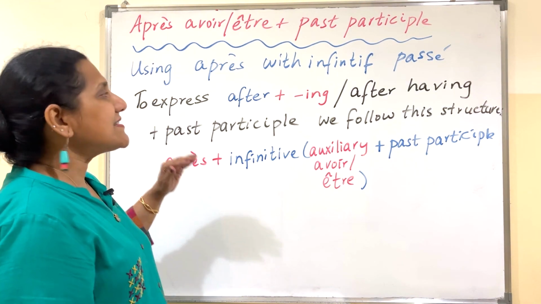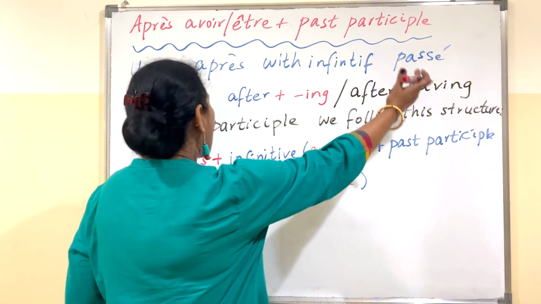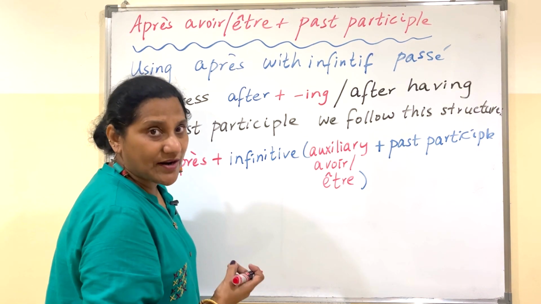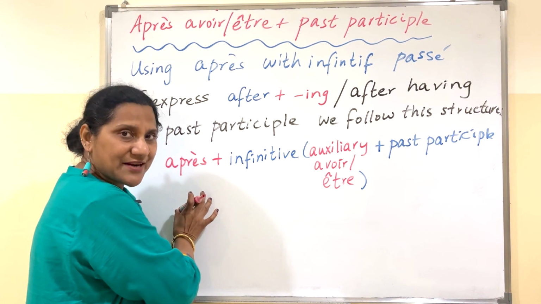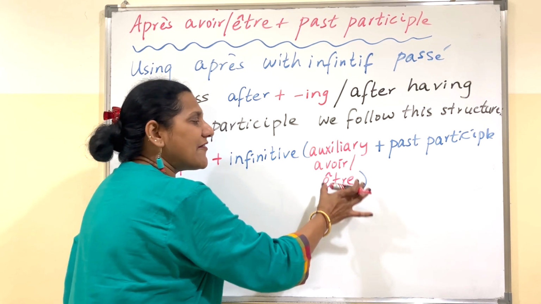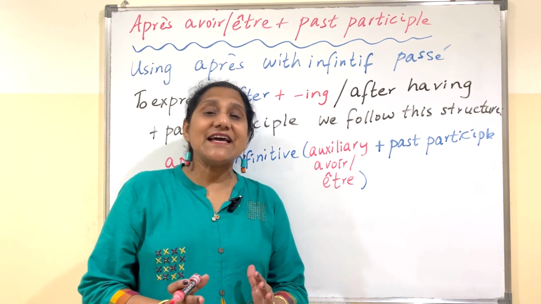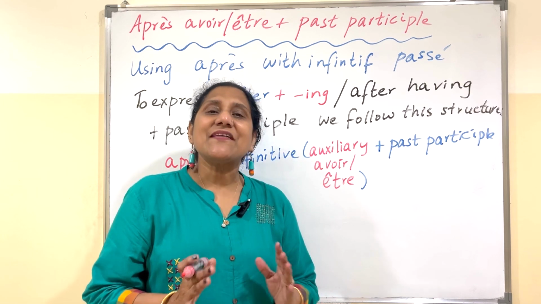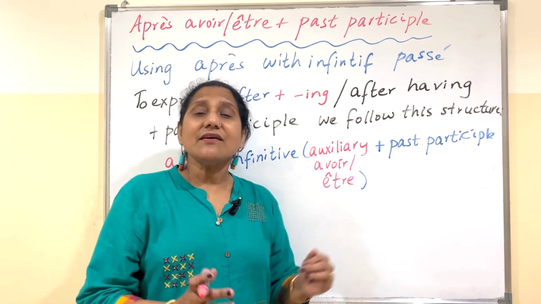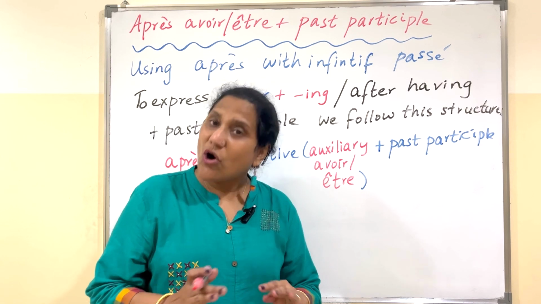So to express "after plus -ing", let's take an example: after having plus past participle, we follow this structure. What is the structure? Après plus the infinitive of the auxiliary, that is either avoir or être, plus the past participle. All the verbs that take avoir as auxiliary in all the compound tenses will use avoir, and all the verbs that take être as auxiliary in all the compound tenses will use être.